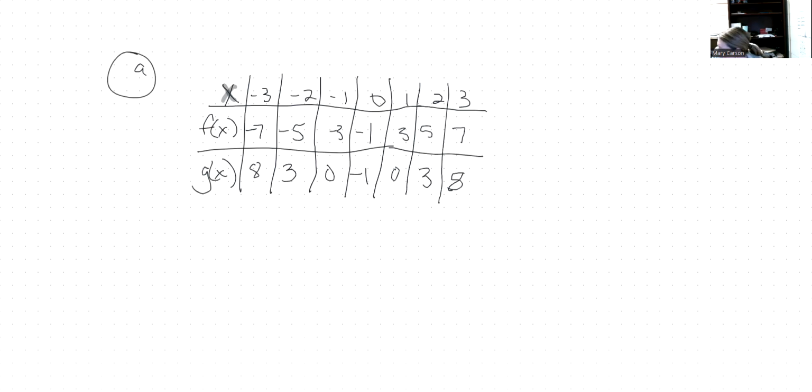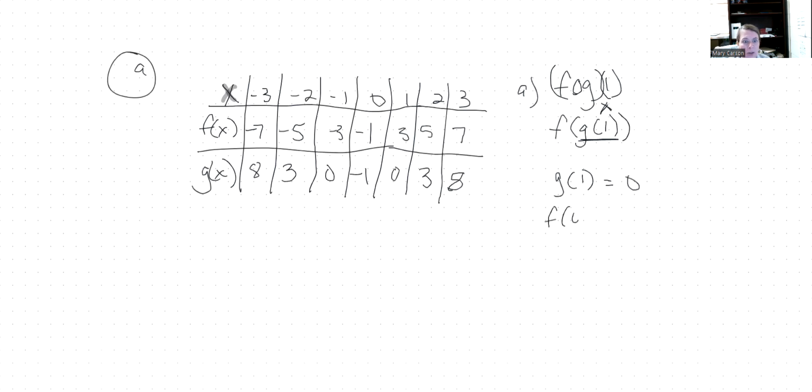Okay, I want you to find A, which is f of g of 1. This is just a composite function. It's telling you to take f and input g of 1. So the first thing you look at is g, where x is 1, and that would be 0. So g of 1 is equal to 0. Then we input that 0 into f, where x is 0, which is -1. So the answer to that one is -1.